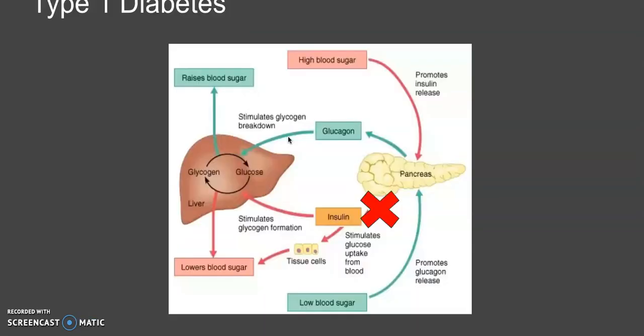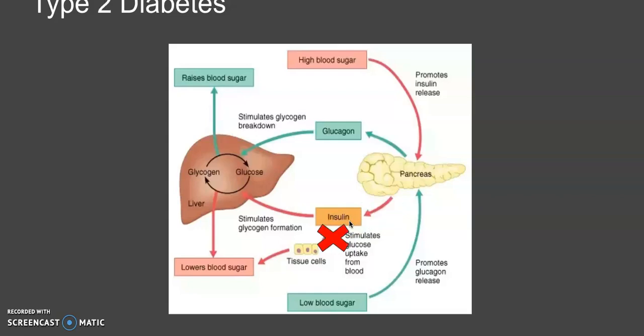So let's walk a little bit through why this is important in type 1 diabetes. Again, the difference between type 1 diabetes and type 2 diabetes is that in type 1 diabetes, the pancreas isn't working correctly. So the beta cells in the pancreas are not giving off insulin when they should. And so it's this pathway that's blocked. The pancreas is not giving off insulin when it should to stimulate glucose uptake from the blood.